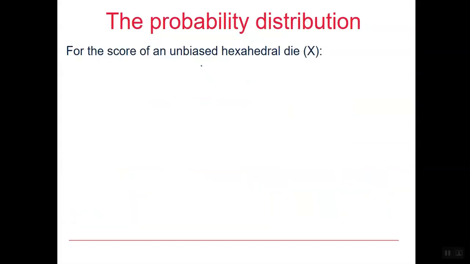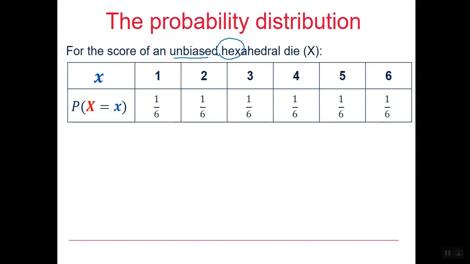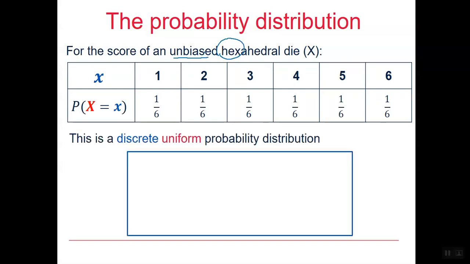We're continuing to look at the same situation here, but you notice we're using slightly different words. We've got the word unbiased, which is just another way of saying fair, and hexahedral just refers to the fact that the dice has got 6 sides. Here's our probability distribution again, and this one has a special name. It's clearly discrete because we can only have the numbers 1 to 6 on the dice, and it's called uniform because all of the probabilities are the same.